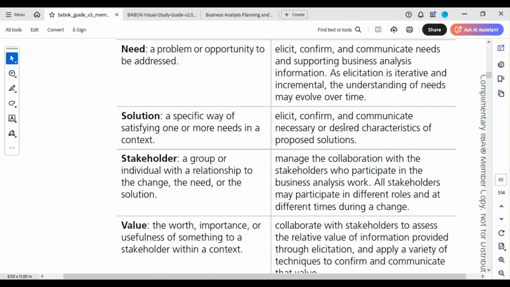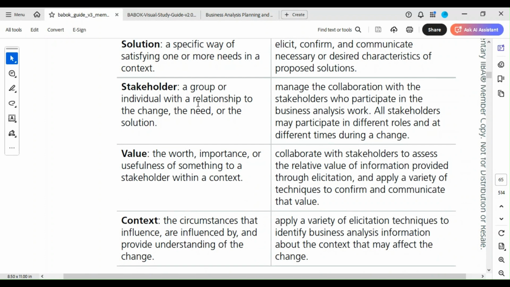Solution: a specific way of satisfying one or more needs in a context. Business analysts elicit, confirm, and communicate necessary or desired characteristics of proposed solutions. Stakeholder: a group or individual with a relationship to the change, the need, or the solution. Business analysts during this time manage the collaboration with the stakeholders who participate in the business analysis work. All stakeholders may participate in different roles and at different times during a change.